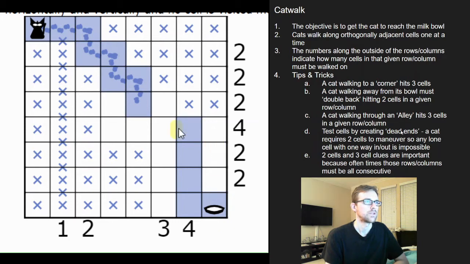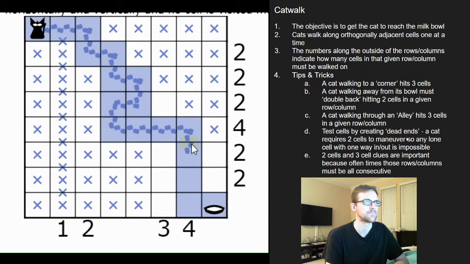So I think the trick here is this 4, because if I come right, that's a corner. I go right, come down, and then how do I get 4 in this row? I'd have to come left, and then I'd be stuck. That's a dead end. If I come to the right, that's only 3. So he's going to have to come like this around that corner, and there's 4. So I can cross out.